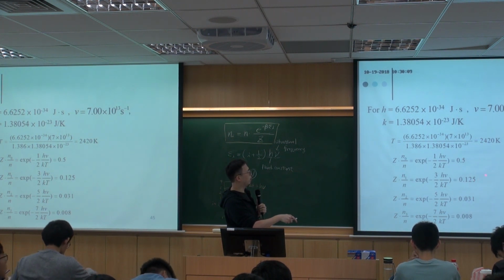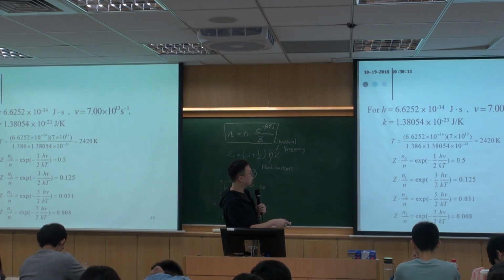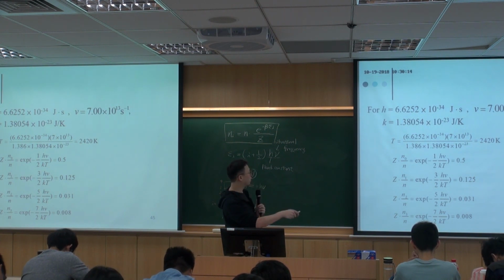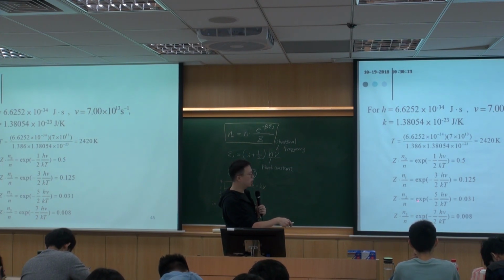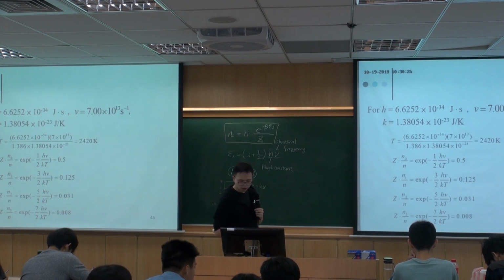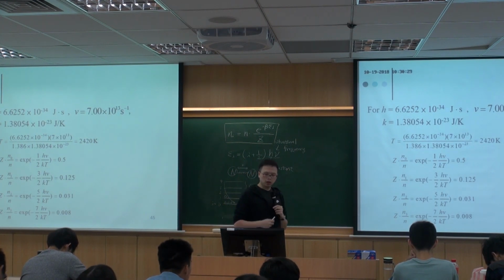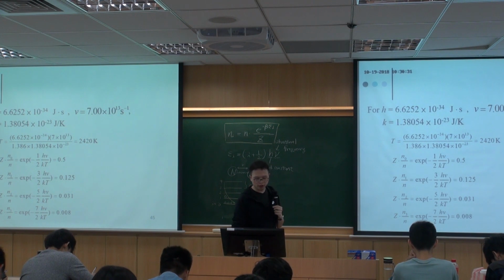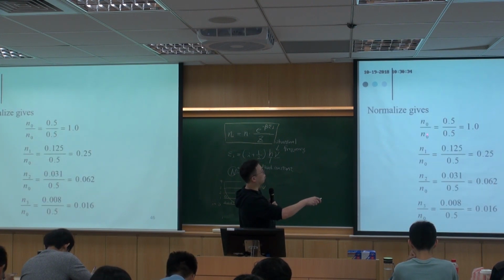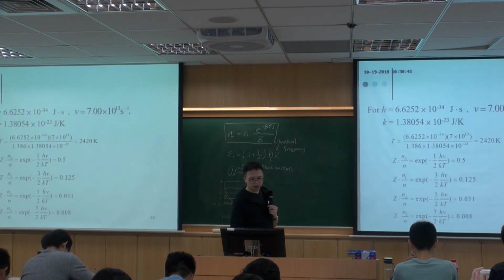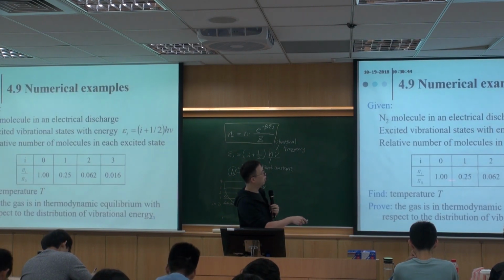So we still have that a quarter ratio between these two. And then you can further calculate that for n2 and for n3, and you'll see that you get 0.5, 0.125, 0.03, and 0.008. So eventually, if you compare this to n0, you'll see that indeed the ratio will give us exactly the same as what we have in the problem.